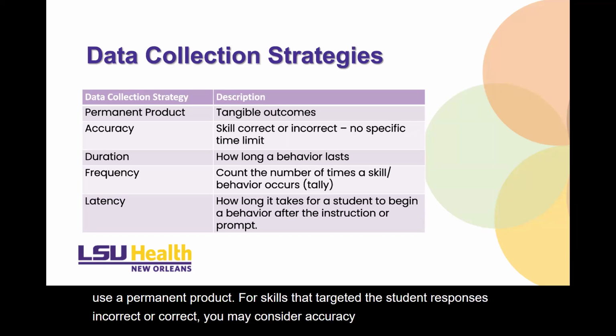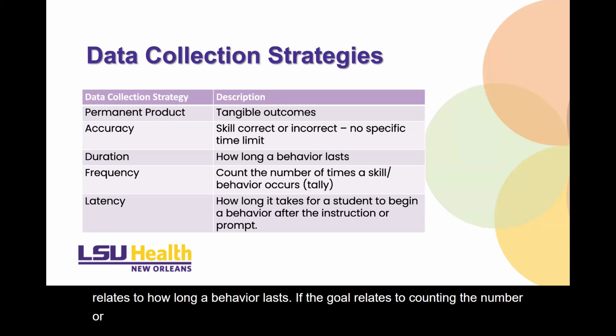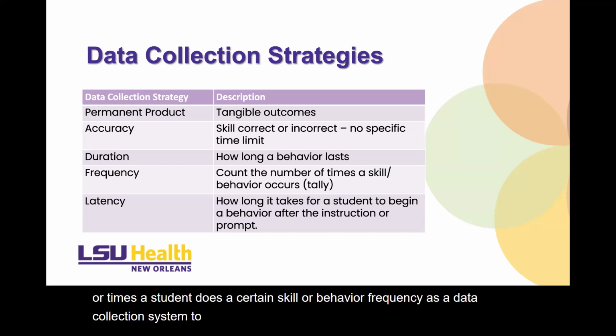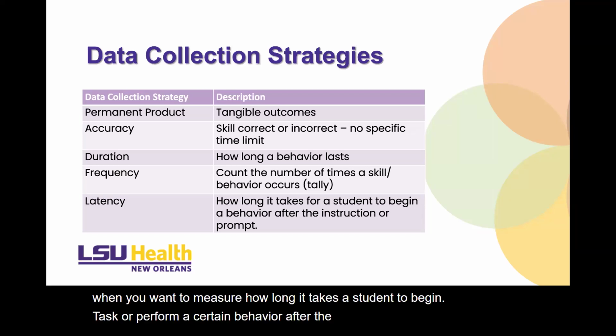Duration is used if the goal relates to how long a behavior lasts. If the goal relates to counting the number of times a student does a certain skill or behavior, frequency is a data collection system to use. For some goals, you may consider latency, such as when you want to measure how long it takes a student to begin a task or perform a certain behavior after the cue or instruction is given.